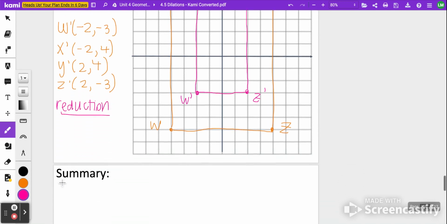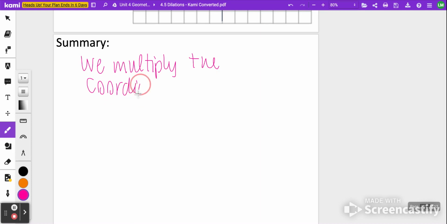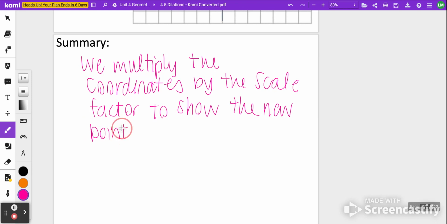Okay. The summary for whenever we see dilations, we can say we multiply the coordinates by the scale factor to show the new points for the dilation.